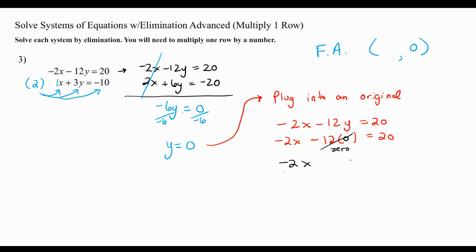You don't need to write plus 0. Doesn't change anything. So equals 20 divided by negative 2. So our x value is worth 20 divided by negative 2, which is negative 10, and we're all done. So there's our final answer, negative 10 comma 0.